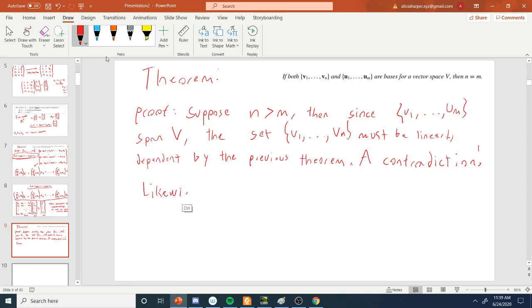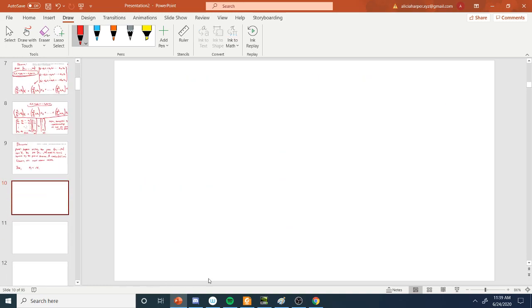Likewise, we cannot assume m is greater than n. Because if we do that, we'll lead to a contradiction in a similar way, because we know that since v1 through vn span the vector space V, if m was greater than n, we'd have to have some sort of linear dependence relation between them. So this shows that we must have n equal to m. So it's a pretty easy proof, and it follows directly from the preceding theorem. But it does lead us to the following incredibly important definition.